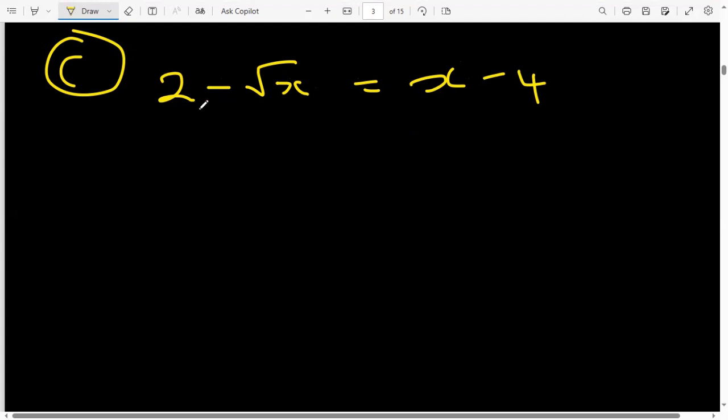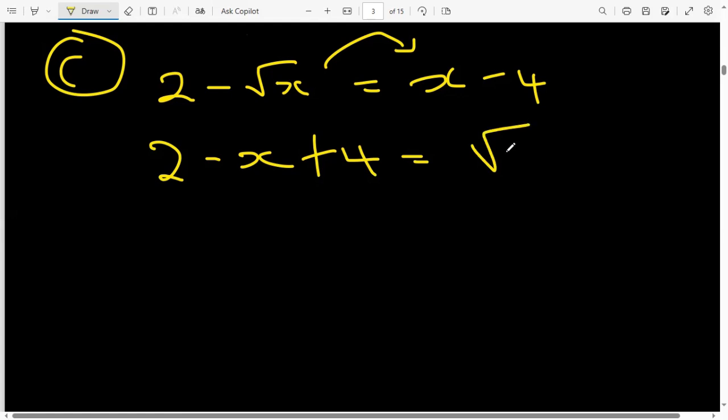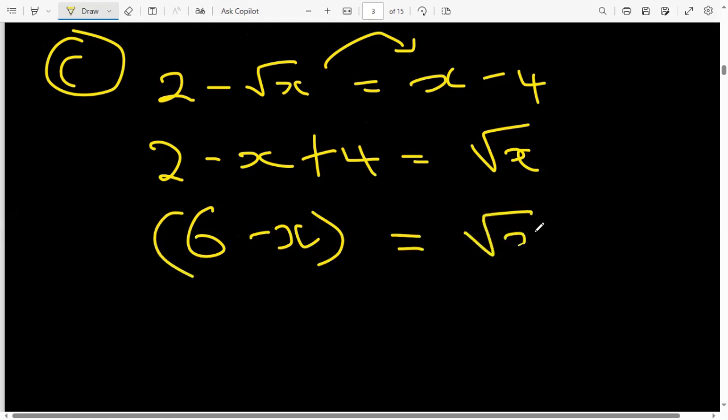So what I'm going to do, I'm going to write 2, and then I'm going to bring this x to this side, and this 4, I'll bring it to this side, so it becomes a positive 4. And then I'm going to take this minus root of x to the other side, so it will become a positive root of x. Then this 4 and this 2 will give you a 6 minus x, and this will be equals to the root of x. And then when you reach this point, you know what to do.